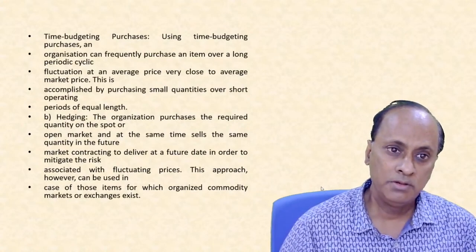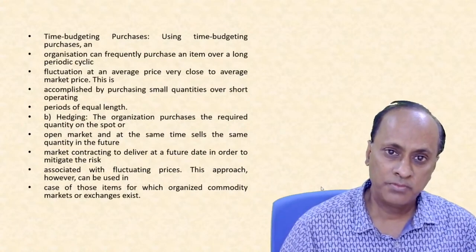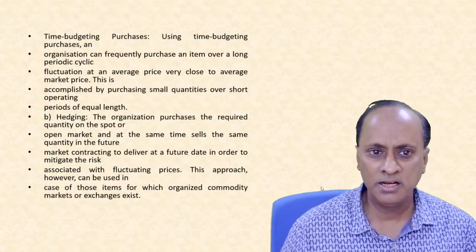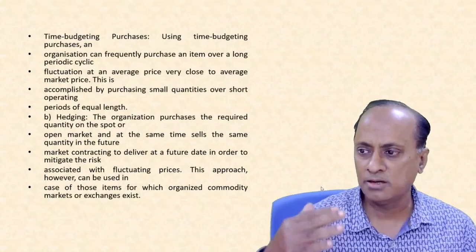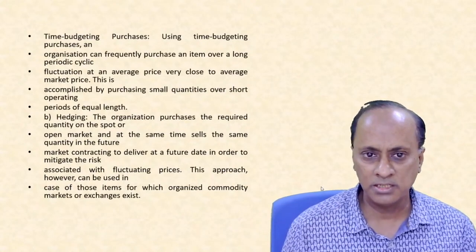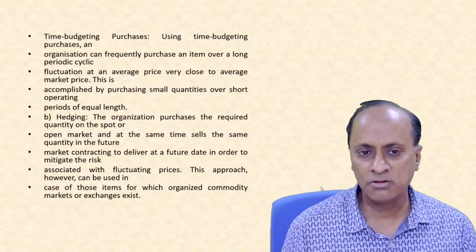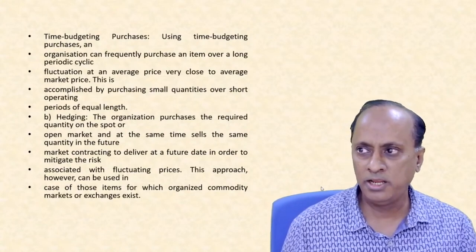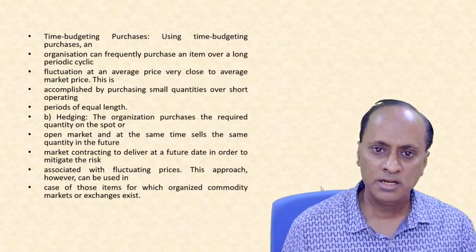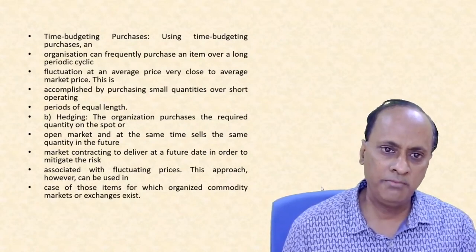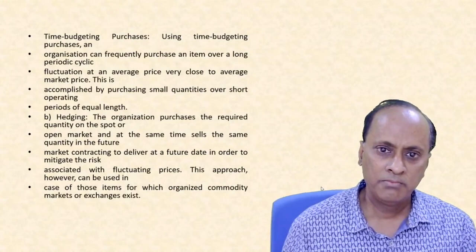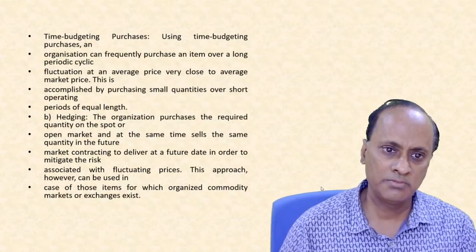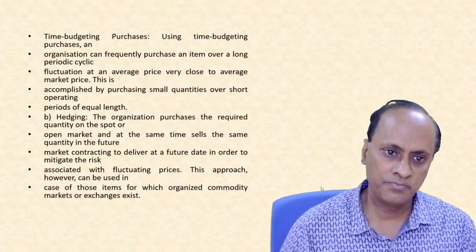So, what is time budgeting purchase? Time budgeting purchase applies when there are periodic cyclical fluctuations. Sometimes price increases, sometimes price decreases. So what does the company do? The company calculates the average price for a period of 6 months or 3 months. It will take the highest price, the lowest price and different prices, make an average price, and purchase the items at that price. And this is accompanied by purchasing small quantities.